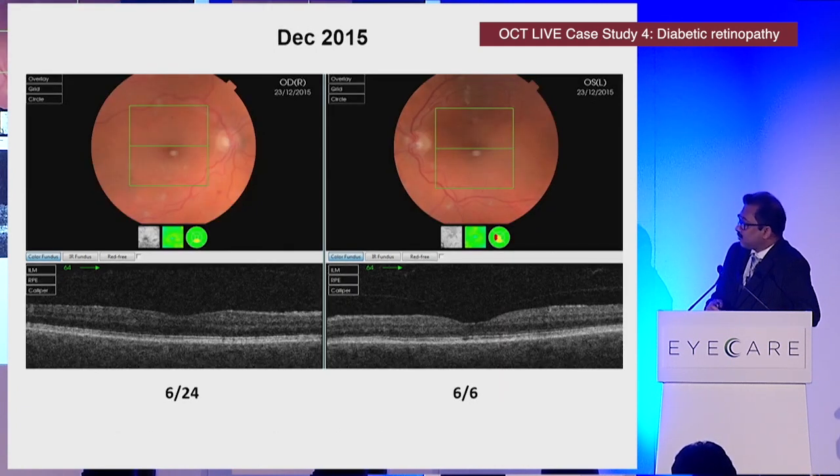And again, he missed a few appointments because of hospital admission, but this is him in December 2015. Vision is normal, and you could see the macula looks normal in both eyes. Slightly thick on the right side, but his vision has never been more than 6/24.